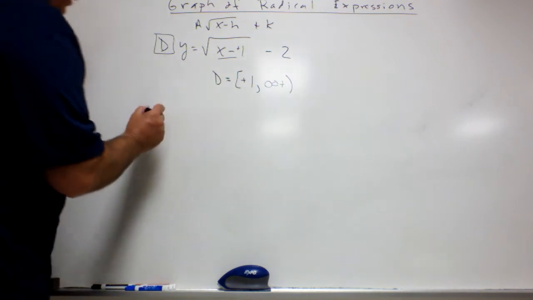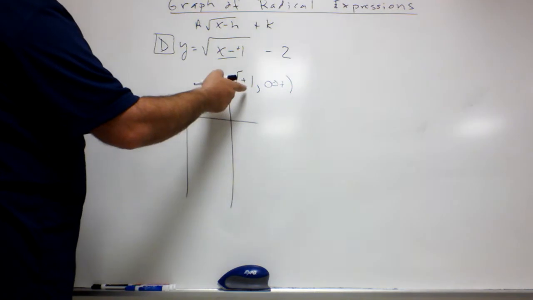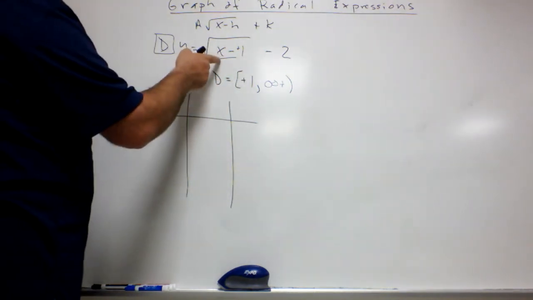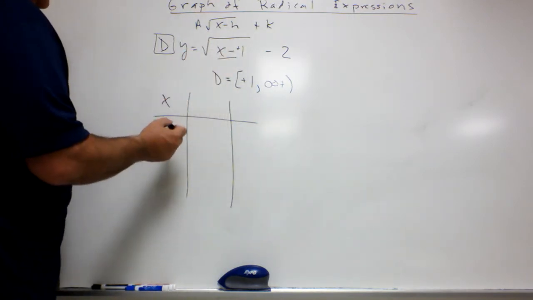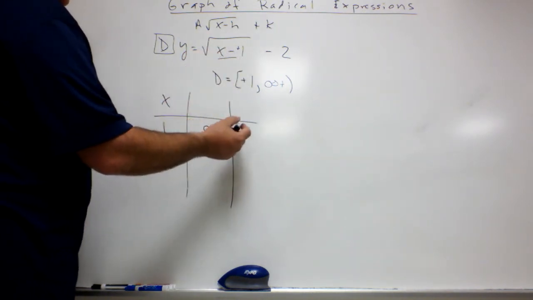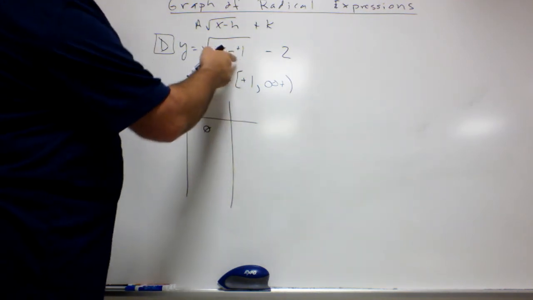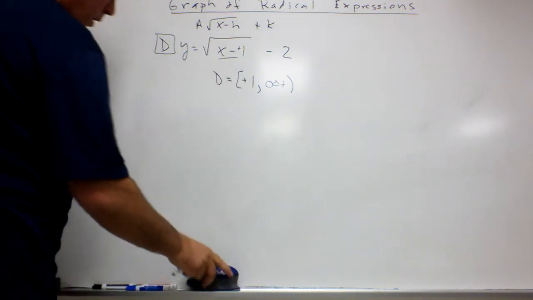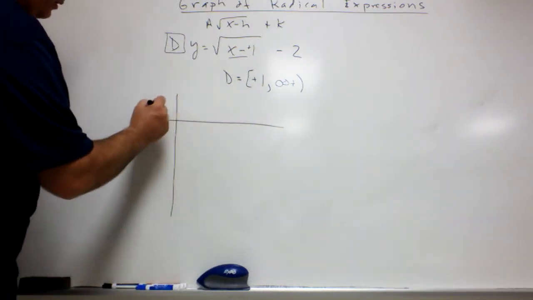So when we set up our x and y table, we want to start at a number that's 1 greater than this. Because if you put in 1, you're going to get 1 minus 1, which is 0. So you get 0 as a result. Let's change the way we're going to do our table. It gets kind of confusing if you leave it like this, so you're better off doing it like this.